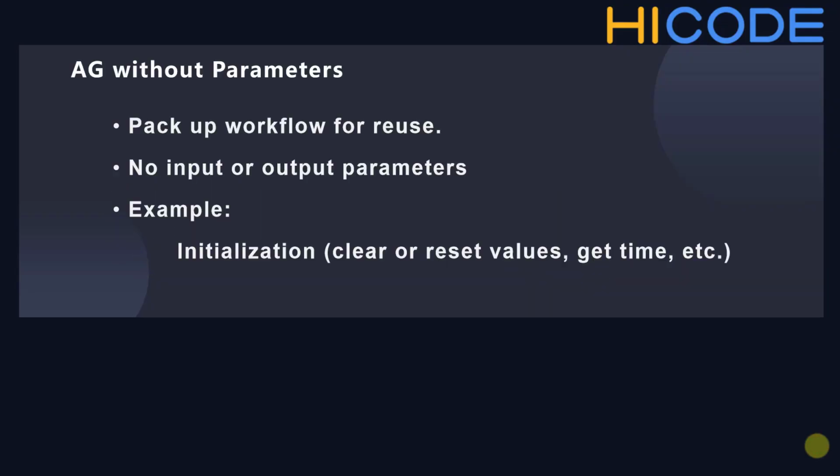Action Groups without parameters simply pack up workflow for reuse. They do not take any input or output parameters. In other words, they do not receive data, nor do they return values. A typical no-parameter Actions Group can be one for initialization. It may contain a group of actions for example, clearing or resetting values, getting time, and so on.